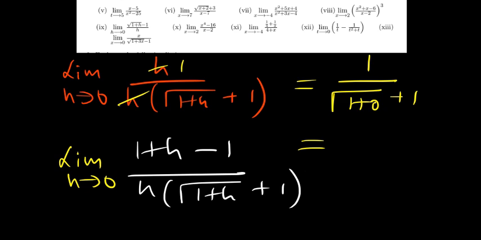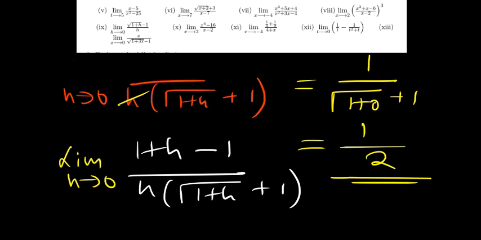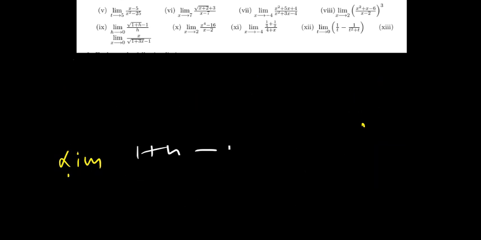Therefore what you have is 1 over root of 1, which is a 1, plus 1, so that's a 2. So I have 1 over 2 as the result. So just multiply by the conjugate. I think at this point you should be able to answer the next question without any challenges.